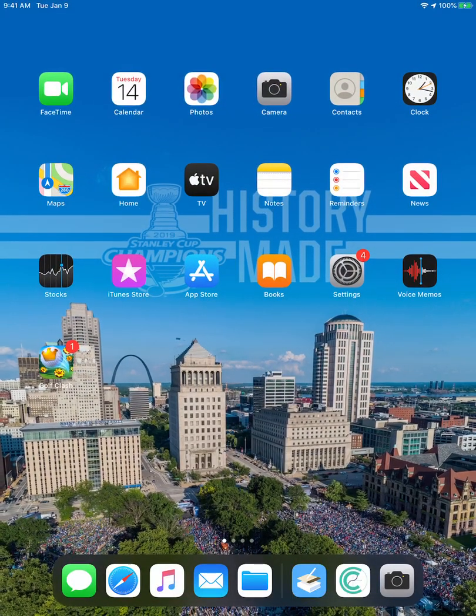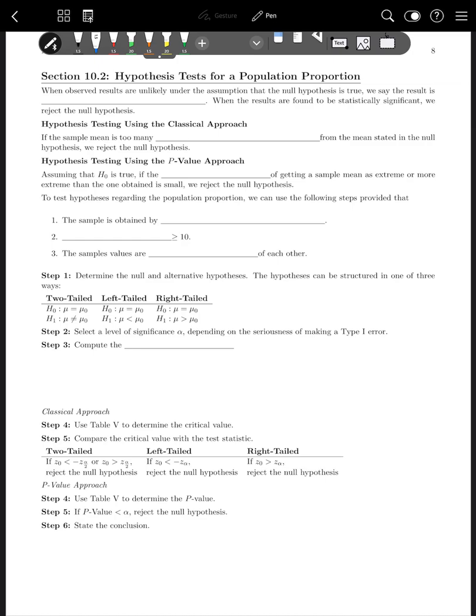So let's go ahead and get started by opening up our note sheets and opening to section 10.2. As I said in the last video, you can find these handouts on my Math Lab under the Handouts tab, if you'd like to print some off or put them on an iPad or something like that to be able to follow along and take notes along with me.